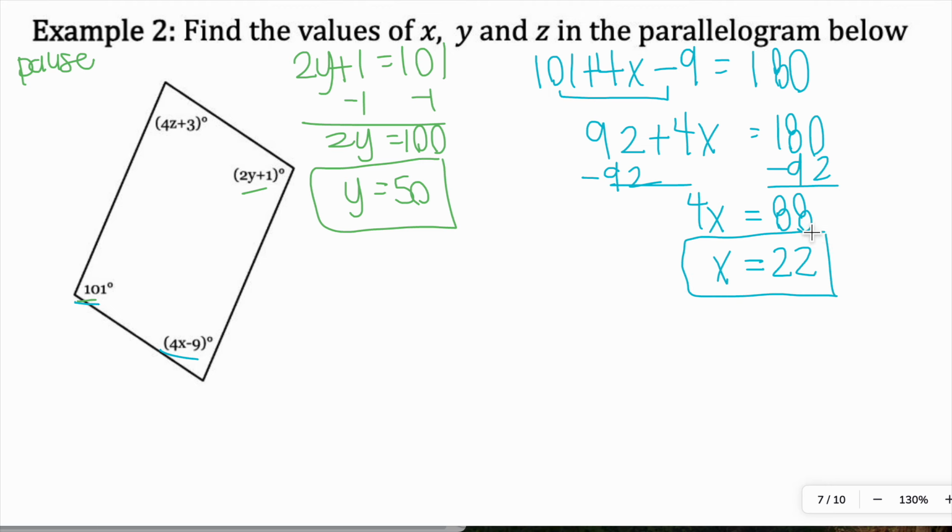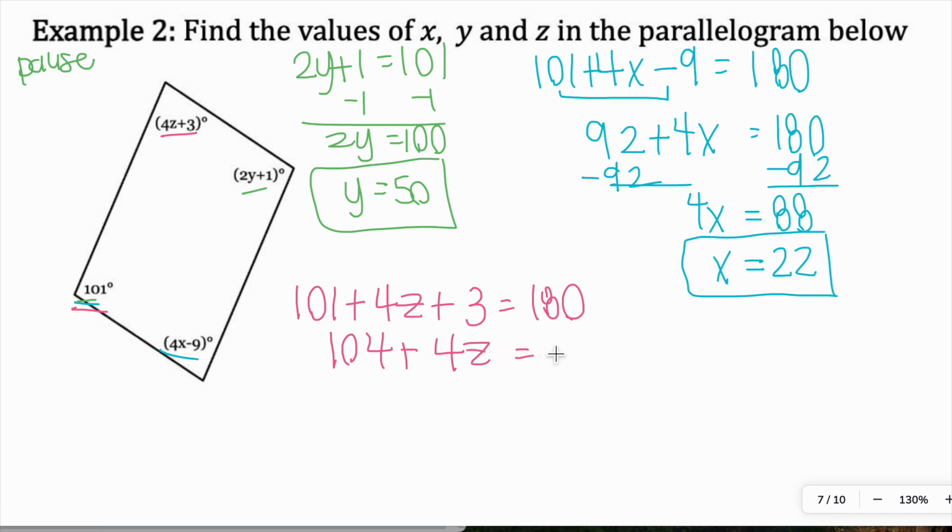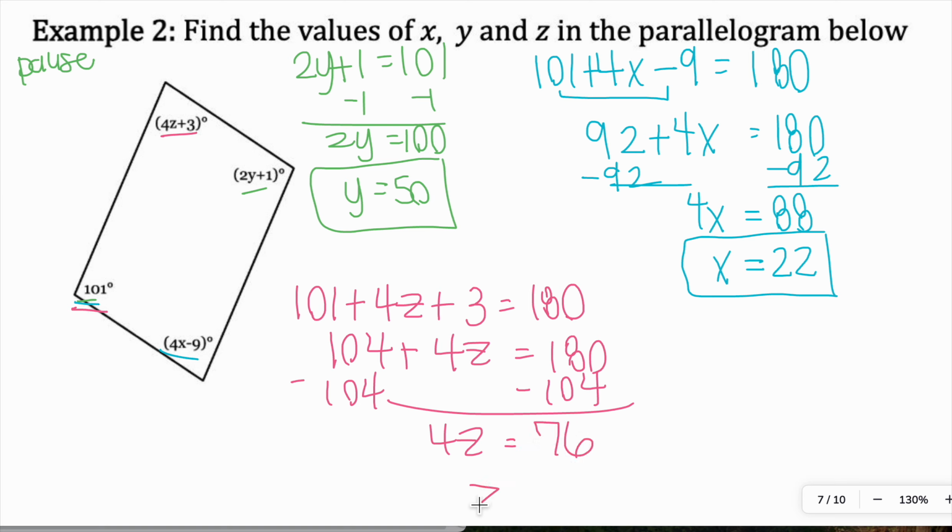And then the last thing I did is I also used that supplementary reasoning to say for z and 101, those should also be 180 degrees. So 101 plus 4z plus 3 is equal to 180. And then combining like terms, I'm going to get 104 plus 4z equals 180. Subtracting 104 from both sides, 4z is equal to 76. So that means z is equal to 19.